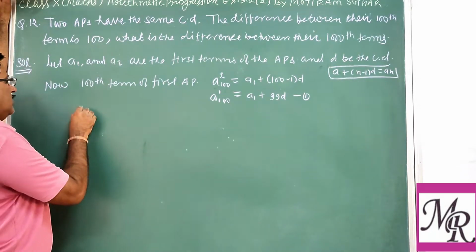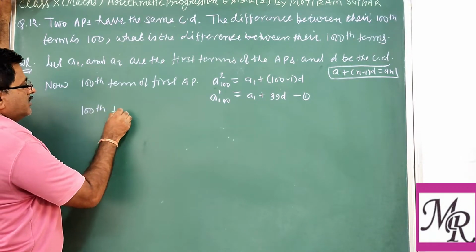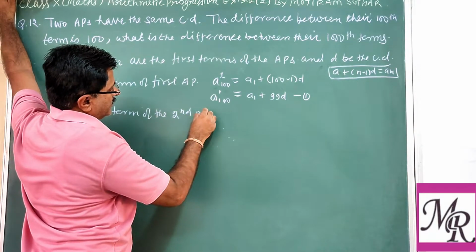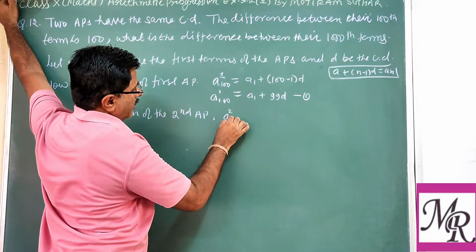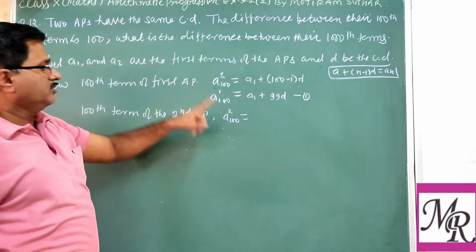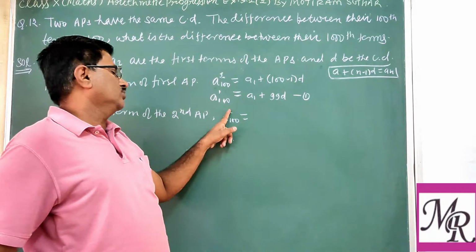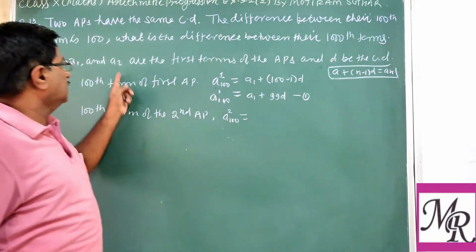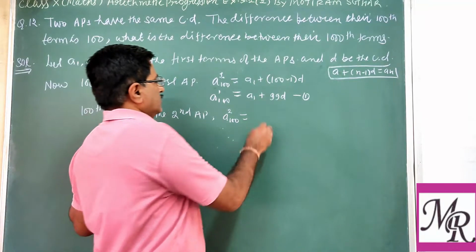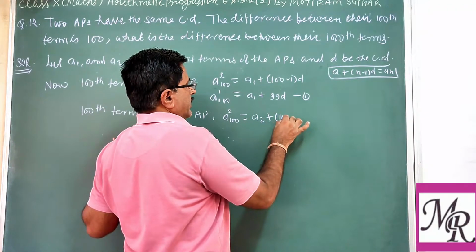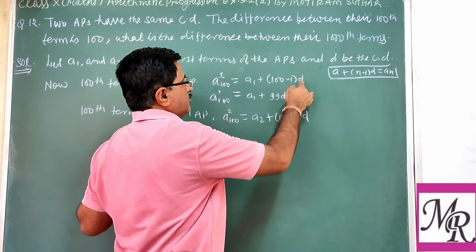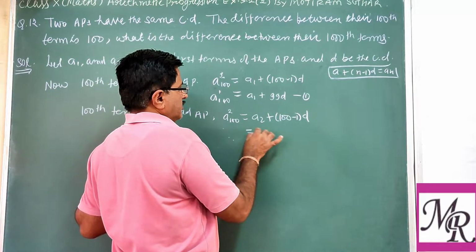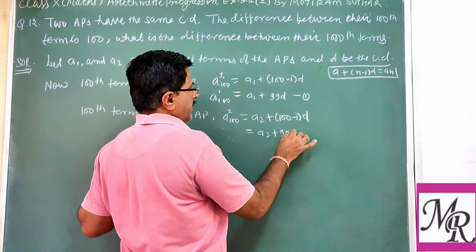Then the 100th term of the second AP. This is also given. 100th term of the second AP, so a100 here, 2 means not power. It means a2 stands for the second AP, a2 second AP 100th term. Again using this formula, first term of the second AP is a2. So a2 plus, again 100 minus 1, and the common difference for both APs is the same. That's why we are putting d. So if you solve, this is a2 plus 99d.